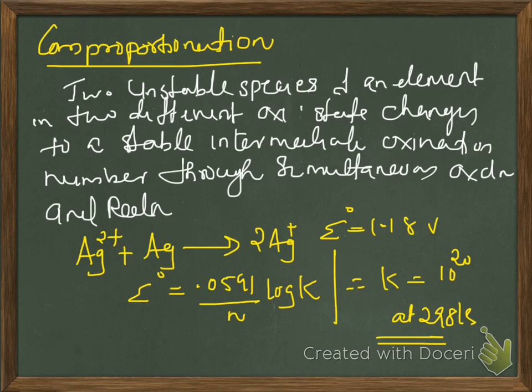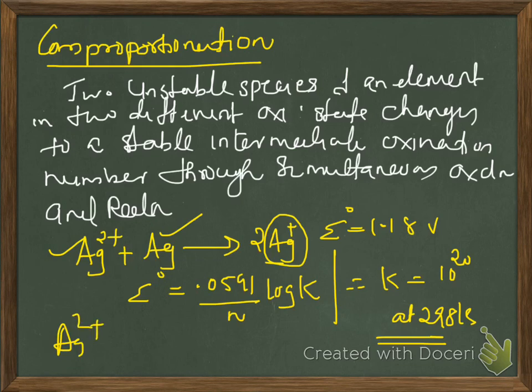This is just the reversal of the disproportionation. In disproportionation, you have an unstable single oxidation state moving to two stable oxidation states nearby. But here in comproportionation, you have two unstable oxidation states of the same element come to a stable intermediate oxidation state of that element. For silver, Ag2 plus and Ag are unstable. They will undergo oxidation and reduction simultaneously to an intermediate Ag plus.